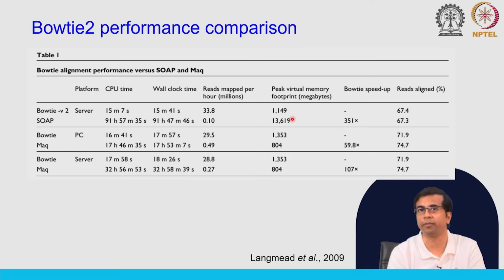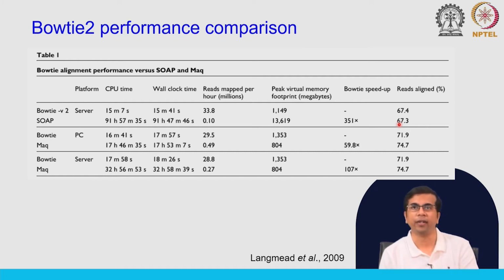So, it's around 14 GB. That's a significant difference. That means you can run Bowtie2 on your desktop, whereas you cannot run the other program on your desktop computer. So, you can see the speedup. Bowtie2 was much faster, and there was no difference in the percentage of reads that were aligned. So, the results show almost no difference, but this method, Bowtie2, is much faster, and it also takes much less memory.